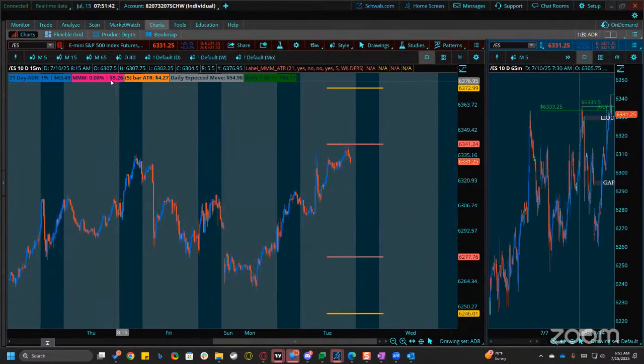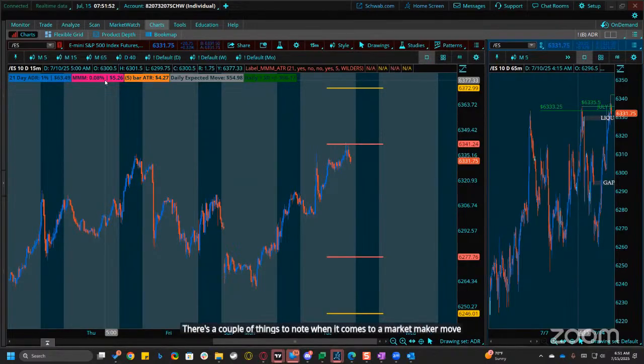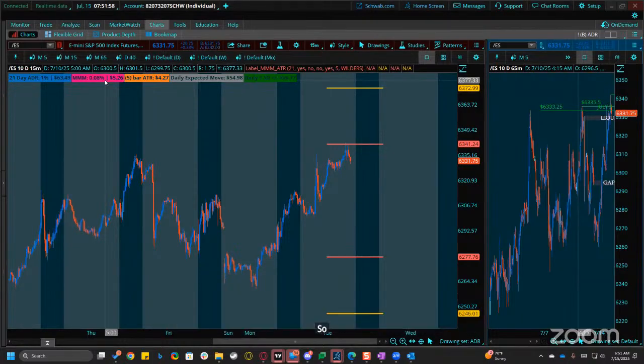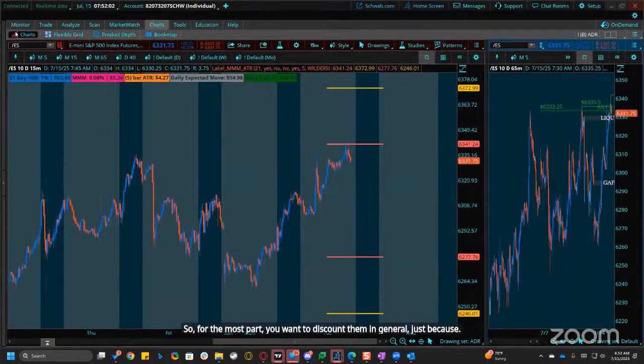We also have a market maker move, and it's really small at this point. There's a couple of things to note when it comes to a market maker move. One is that oftentimes we will see them on OPEX week. So for the most part, you want to discount them in general just because, well, it's OPEX week.